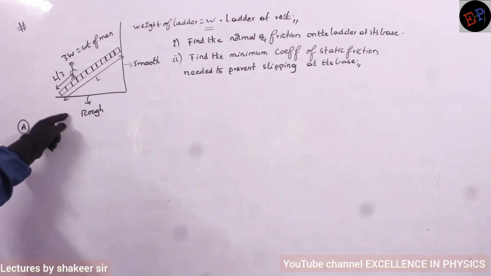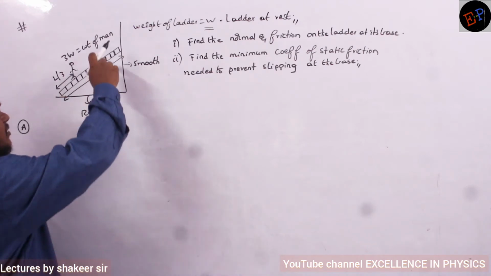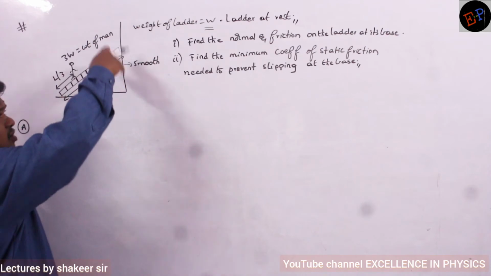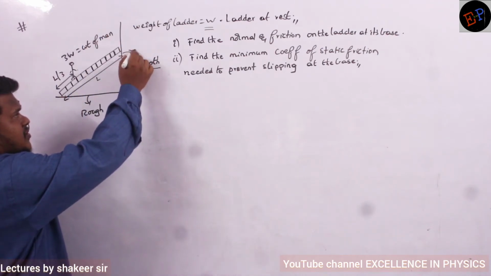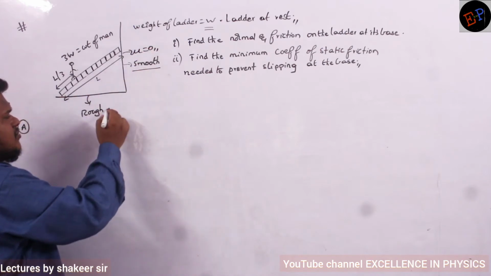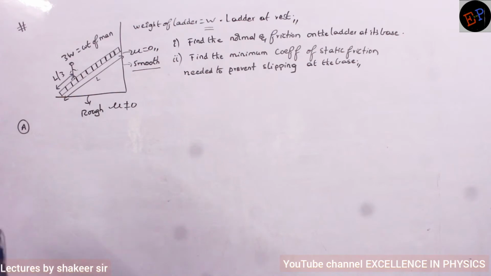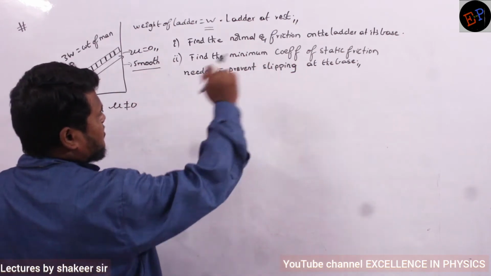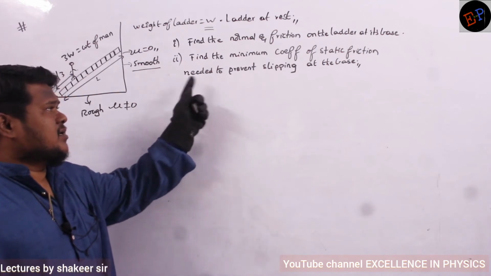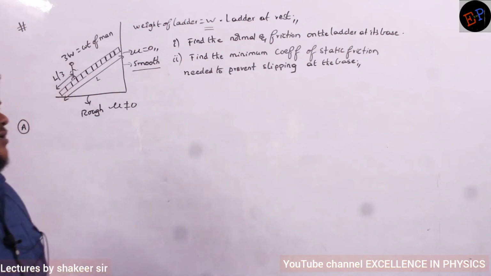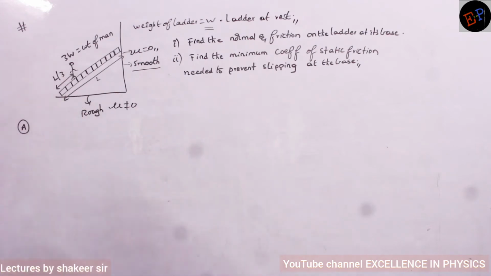There is friction between ladder and the ground. Clear now? But there is no friction between ladder and the vertical surface. This vertical wall is smooth, it means coefficient of friction is 0, but here at the ground coefficient of friction is not 0. Understood now? Then these are the values which you are supposed to find out. Find the normal reaction and force on the ladder at its base. Find the minimum coefficient of static friction needed to prevent slipping at the base. Understood now? Okay, now let us see.